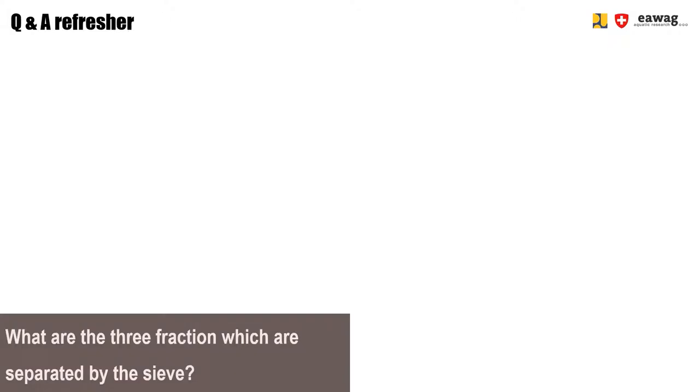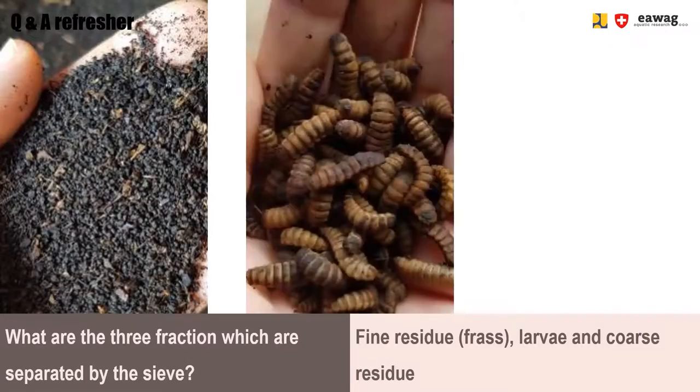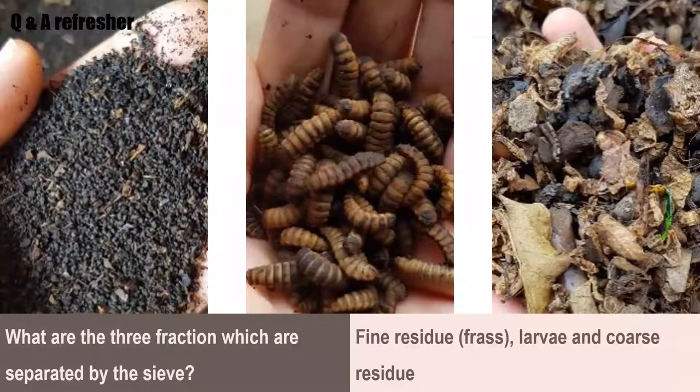We are nearing the end of this module. Here are two questions to refresh your mind. First, what are the three fractions which are separated by the sieve? They are the fine residue, or the FRES, the larvae, and the coarse residue.